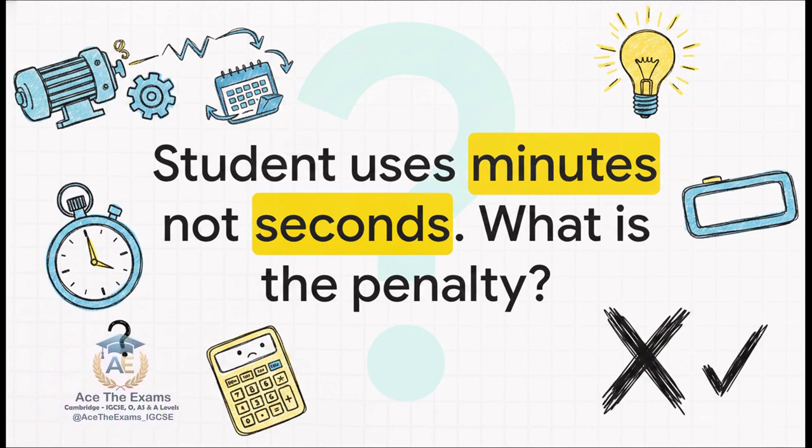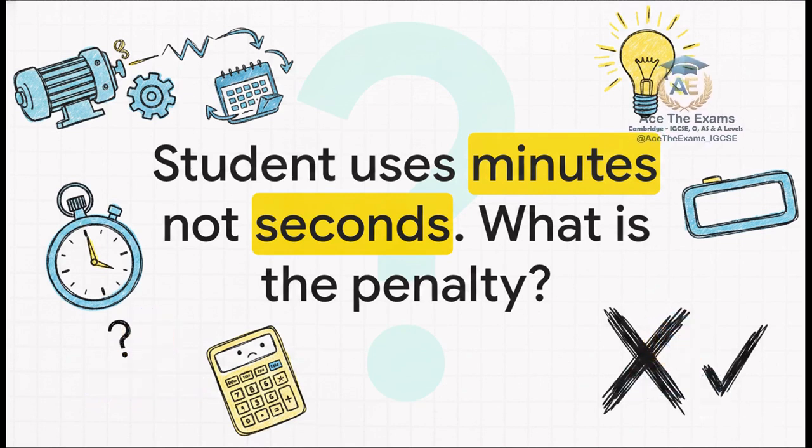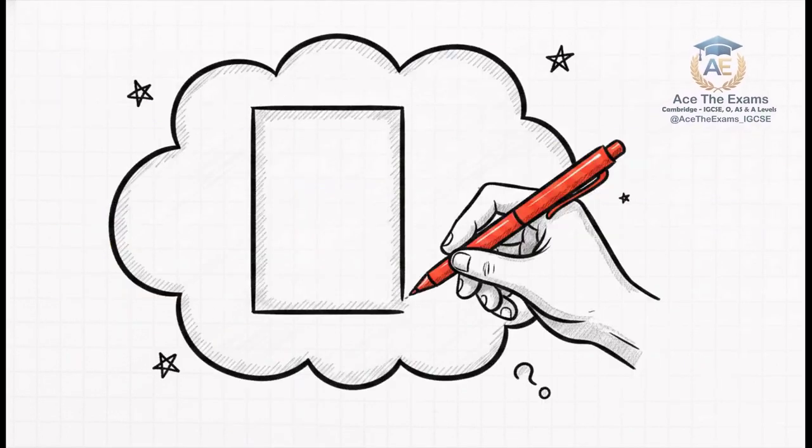Great start. The question states the motor runs for 2 minutes and transfers 1,200 joules of energy. The student writes, power equals 1,200 divided by 2, and gets an answer of 600 watts. So what is the exact penalty for using minutes instead of seconds here? Hold that thought. Look at your own mental calculation right now. Predict exactly what the examiner is going to write next to that answer.